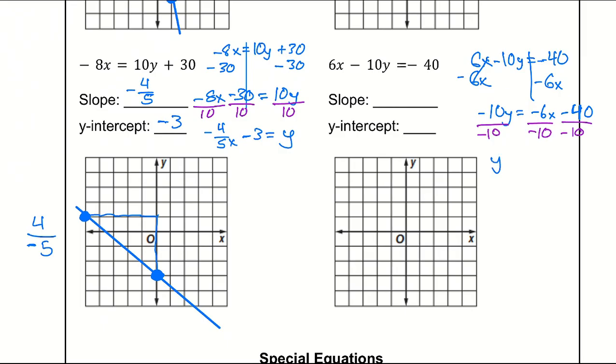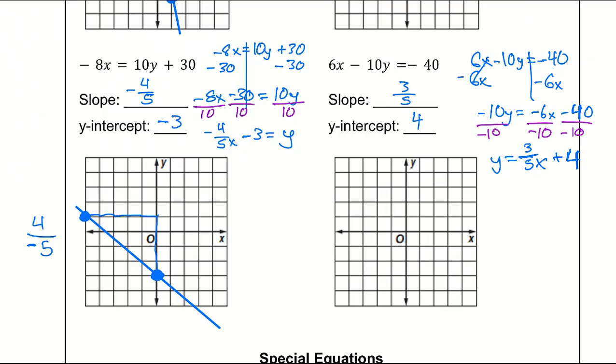And that will get us y equals, a negative divided by a negative is positive. So that would be 3 over 5x when you simplify that. Negative divided by a negative is positive, so it's plus 4. So my slope, according to my equation, is 3 over 5. My y-intercept is 4.